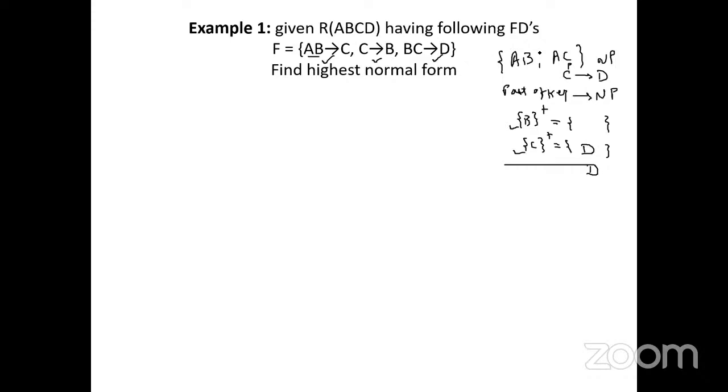Irrespective of whether C determines B, in that case C will always determine D. So in that case, it will be partial dependency. Yeah, thanks. So in either way, it is partial dependency, right? That is fine.